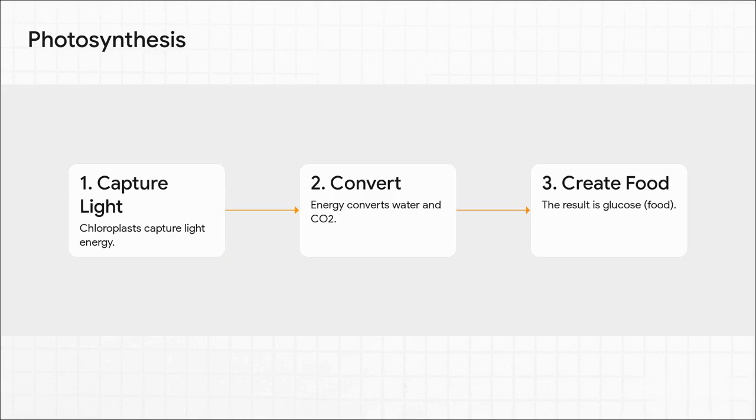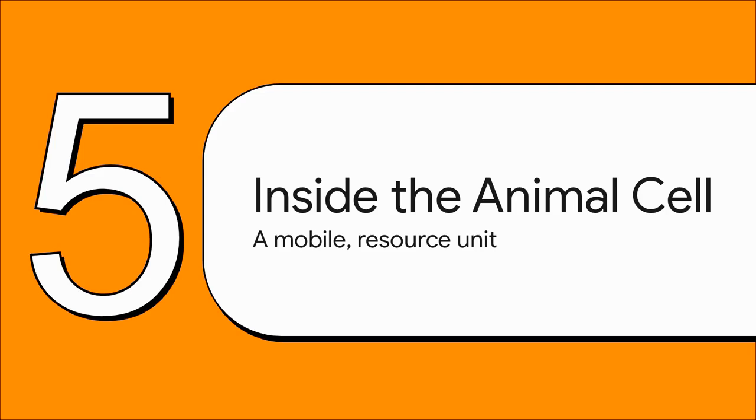So how do these chloroplasts actually work? Well, it's an incredible process. They contain a green pigment, chlorophyll, which is amazing at soaking up sunlight. They then use that solar energy to power a reaction that combines carbon dioxide and water and turns it into glucose. And that glucose is the plant's food. They literally make their own food from sunlight. It's amazing. All right, time to switch gears.